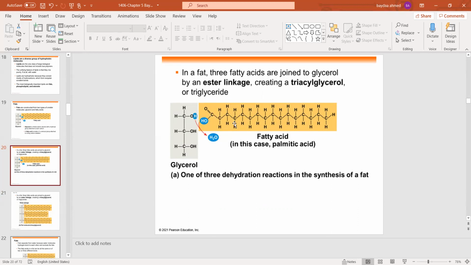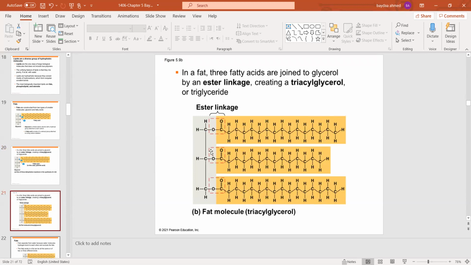In carbohydrates, we call it glycosidic linkage. In fat, ester linkage. So an ester linkage is a bond between a hydroxyl group and a carboxyl group, between the glycerol and fatty acid. Why is it a triglyceride? Triglyceride because one glycerol will bond with three fatty acids by forming three ester linkages. We call this type of reaction a dehydration reaction to form the bond between fatty acids and glycerol.